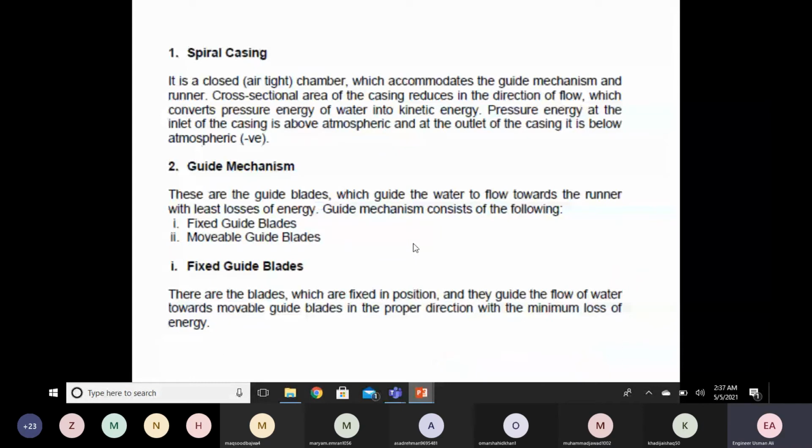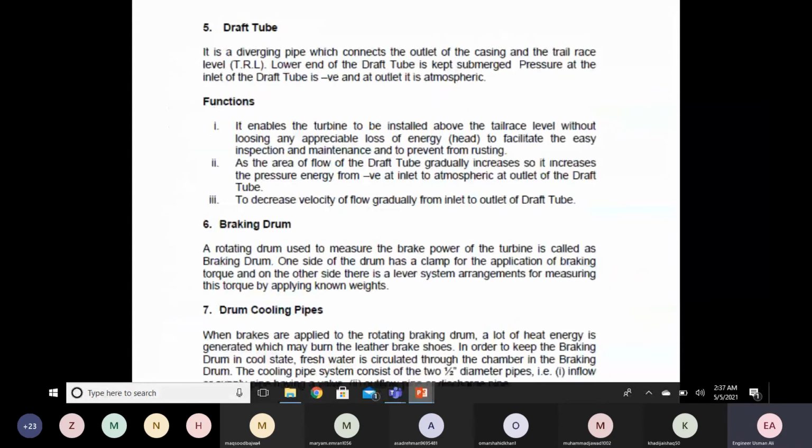Function number one, it enables the turbine to be installed above the tail race level. If we don't provide this, we have to provide the casing very close to the tail race level. So that will be lowering of the turbine. By providing this, we can keep the turbine above the tail race level, and we can do it without any appreciable loss of energy or head, to facilitate easy inspection and maintenance and to prevent the rusting.